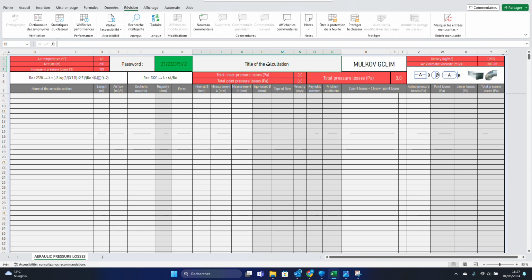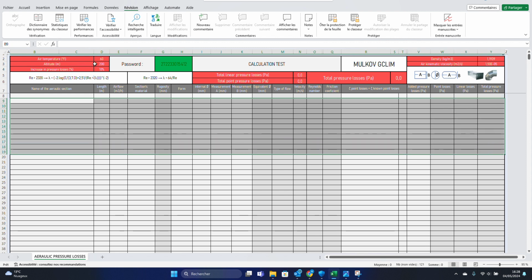There you can mark a title of calculation. I'm going to mark, not title, but calculation test. Okay, so you have to know that these two parameters change these two thermodynamic values, the density and the air kinematic viscosity, which is used to calculate all your pressure losses. That's why it's very important to put the good temperature and the good altitude of your installation.